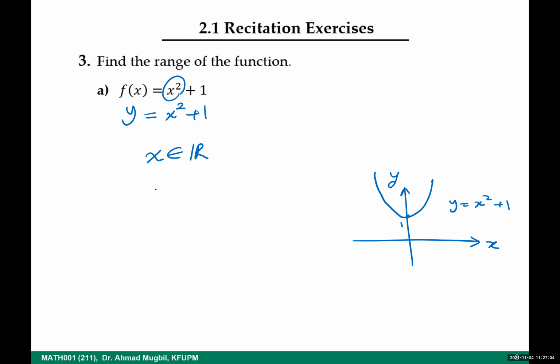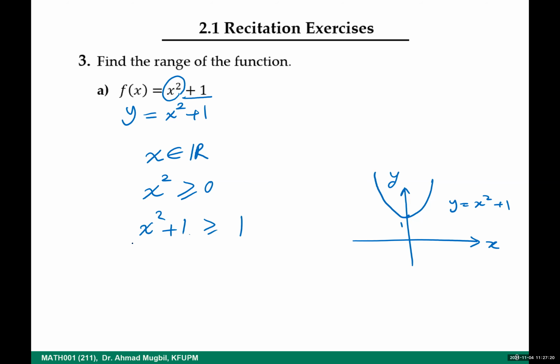Now, what we have here is x squared. So when you square any real number, what will you get? You will get a non-negative number. It will be greater than or equal to 0. Now we will add what? 1 to both sides. We are building our function.